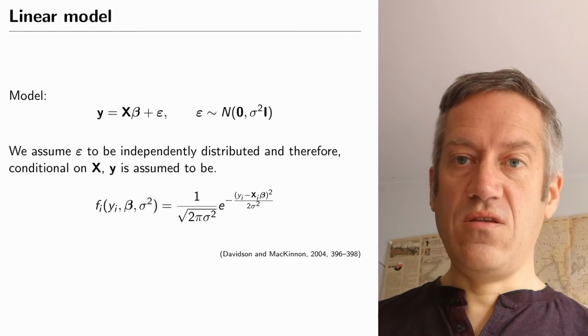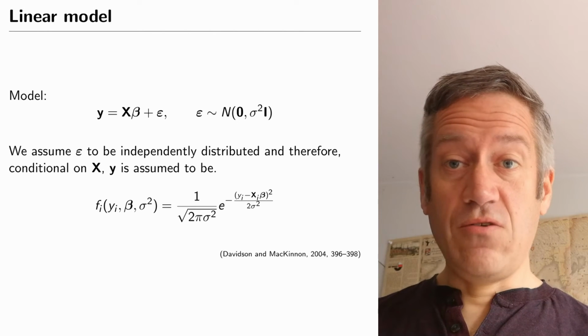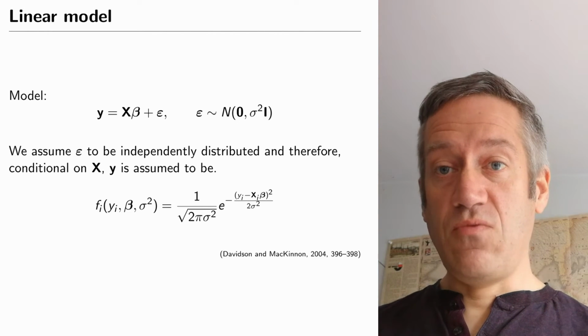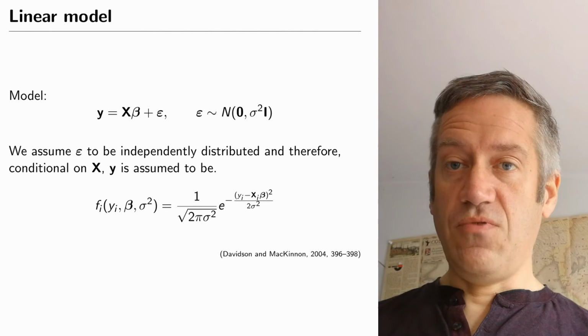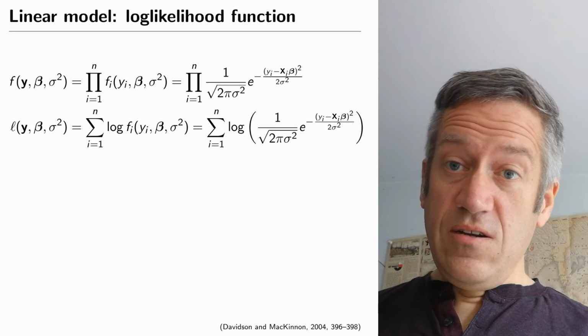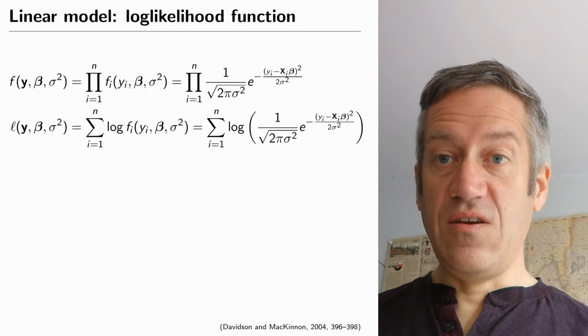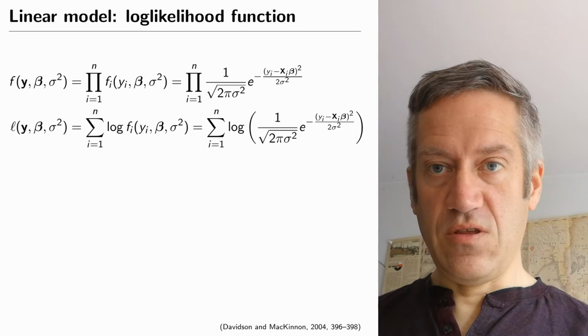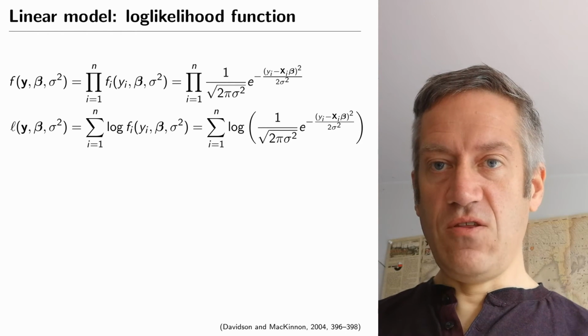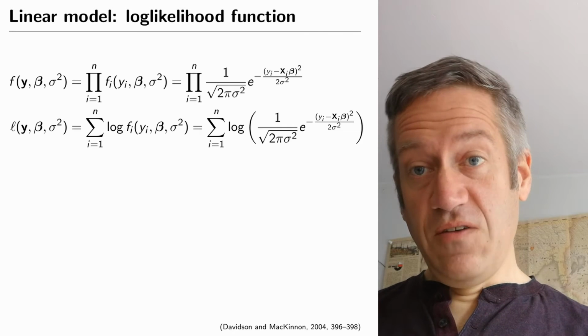If you look at this function for different values of beta or for different values of sigma squared, then we have a likelihood function. So we start again by first of all assuming independent observations, assuming that different observations, say different respondents in the survey or different countries on which we collect data, do not influence each other.